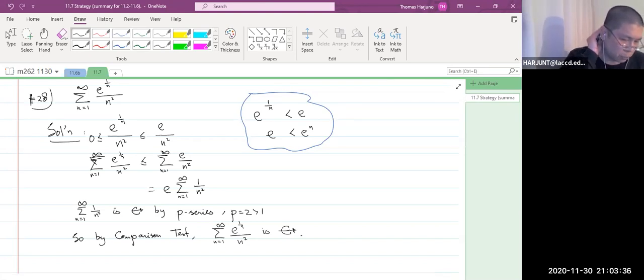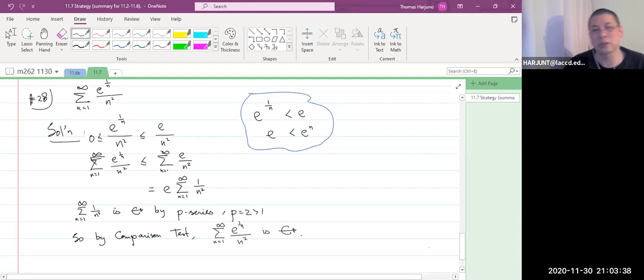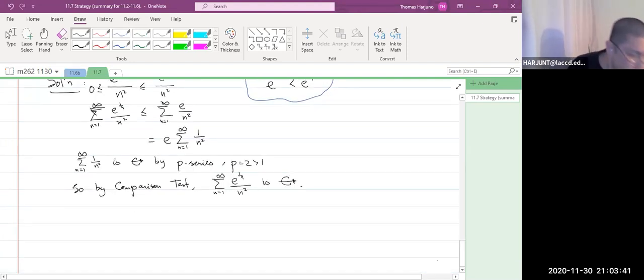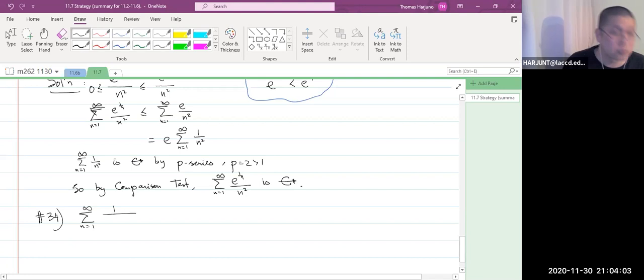I'm kind of a bit bored right now, so you try to think about this, number 36. Actually, how about number 34 first? The series 1 over n plus n cosine square n.